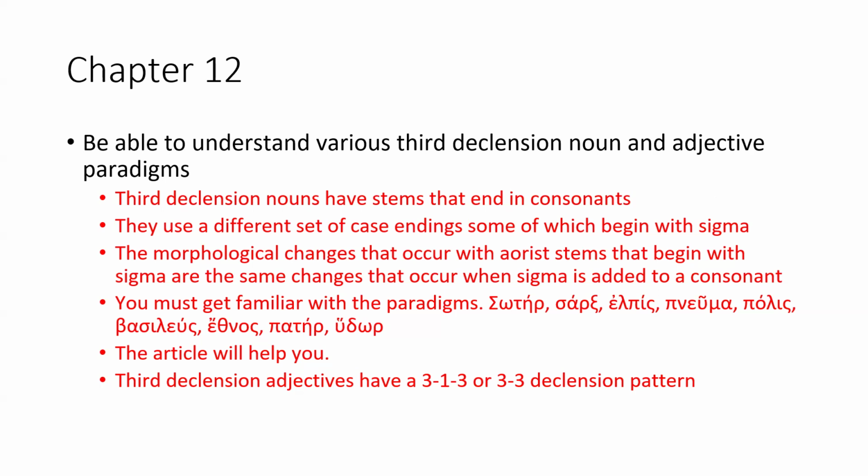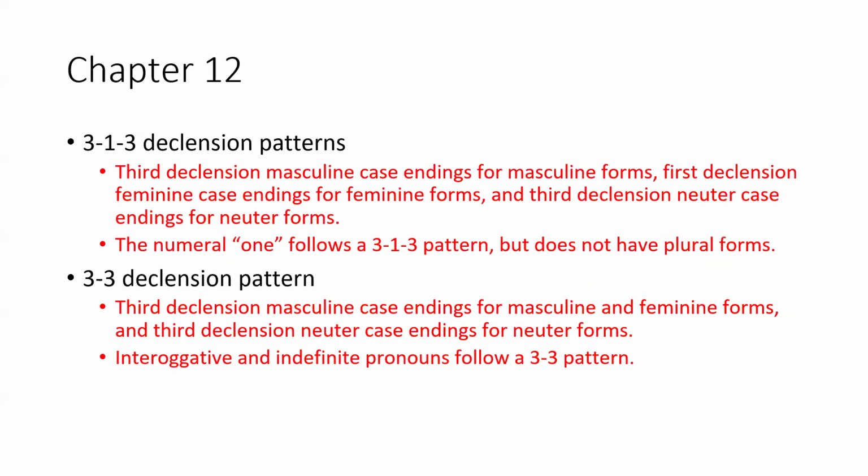The article is going to help you. Remember, the article, you've already memorized that. And so whenever it's paired with the noun or adjective, it's going to tell you what the declension is. Third declension adjectives have a 3-1-3 or 3-3 declension pattern, and we are going to look at that next.